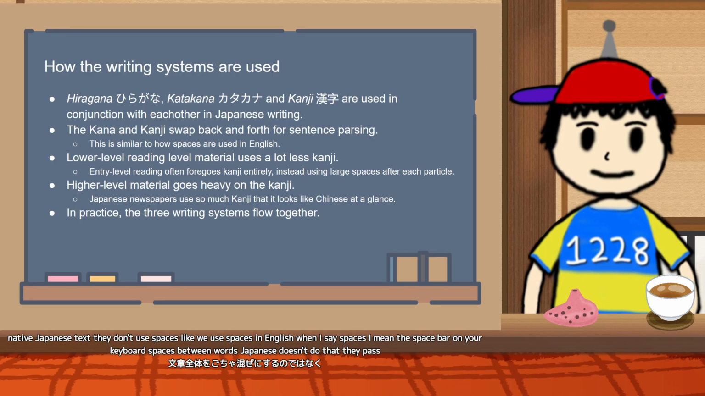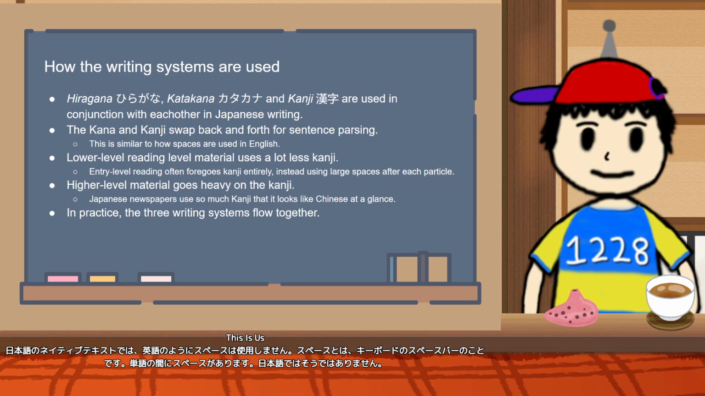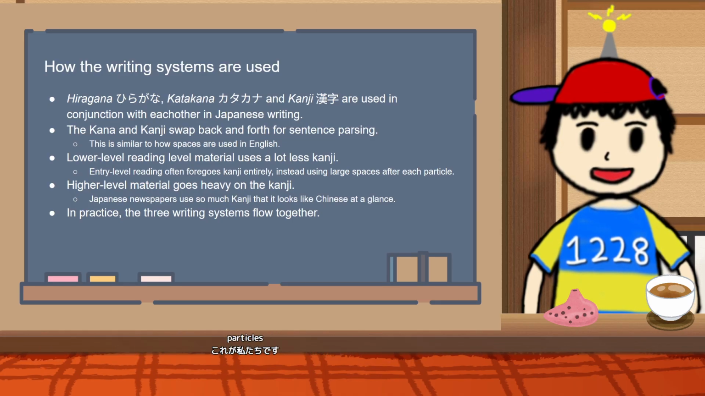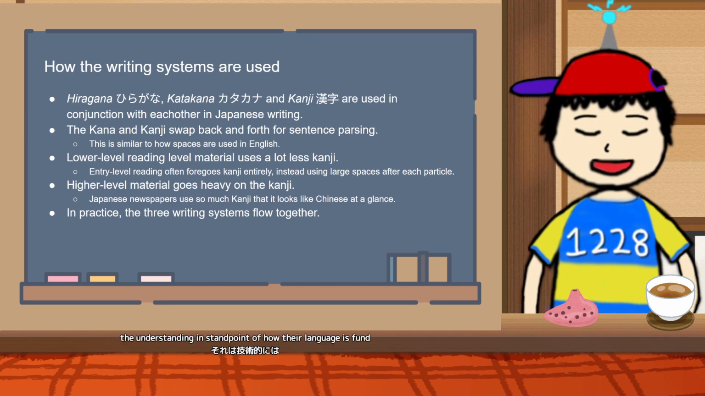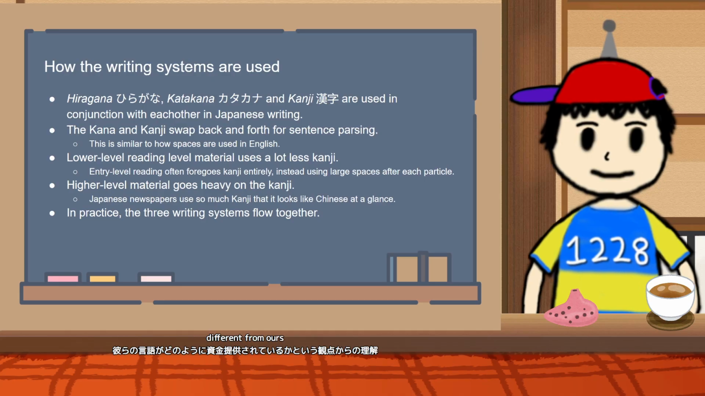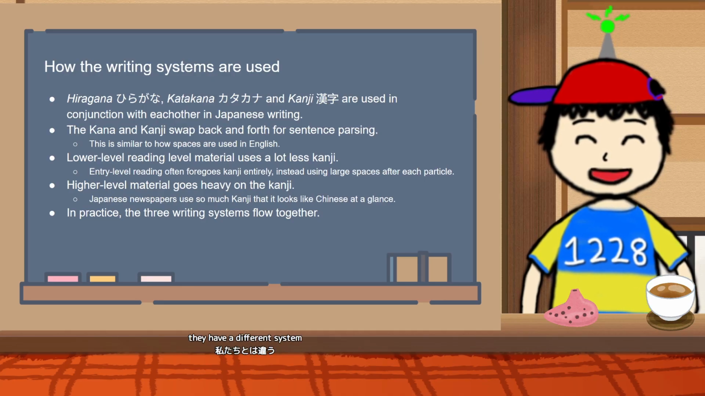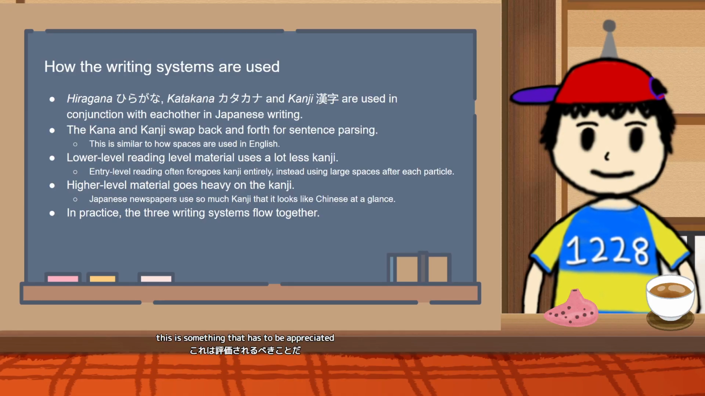They parse their sentences using articles and the different writing systems. And like I said, if it sounds really weird, it technically is, from the standpoint of how their language is fundamentally different from ours. That's it. They have a different system. And this is something that has to be appreciated if you're going to be learning the language. Once you start getting into higher level material, they go really heavy on the kanji. You really got to know your kanji.